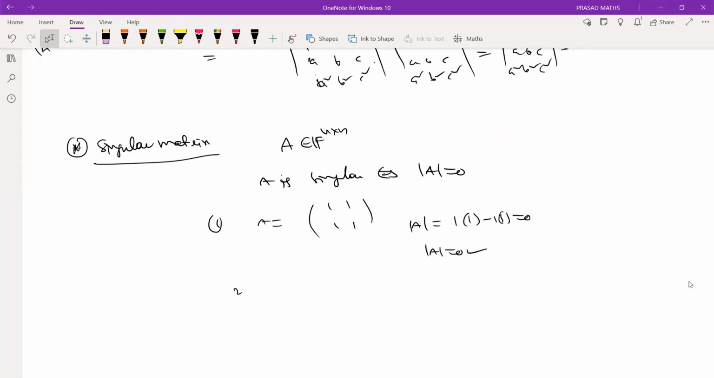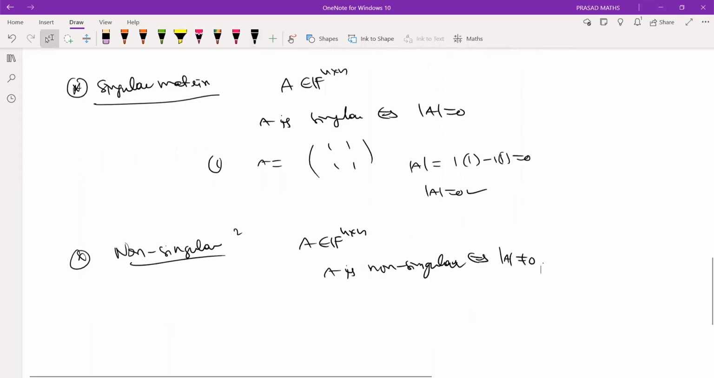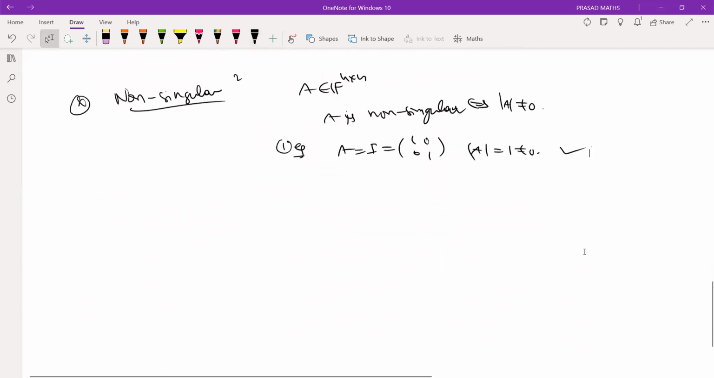Next is a very important concept. I'm going to give an example which appeared in CSIR. Non-singular means you start with a square matrix whose determinant is not equal to 0. Non-singular means the determinant should not be 0. You can take an identity matrix, for example, 1, 0, 0, 1. What is the determinant? 1 itself. 1 is non-zero. Therefore, it is non-singular.